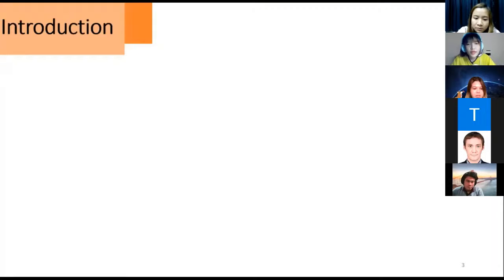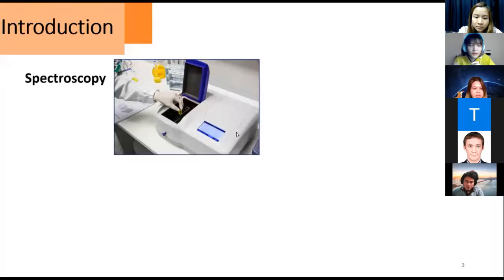To start with the introduction, I will describe spectroscopy. Spectroscopy is the study of the interaction between matter and electromagnetic radiation. The spectrum response can be used as a fingerprint to identify each type of chemical substance.